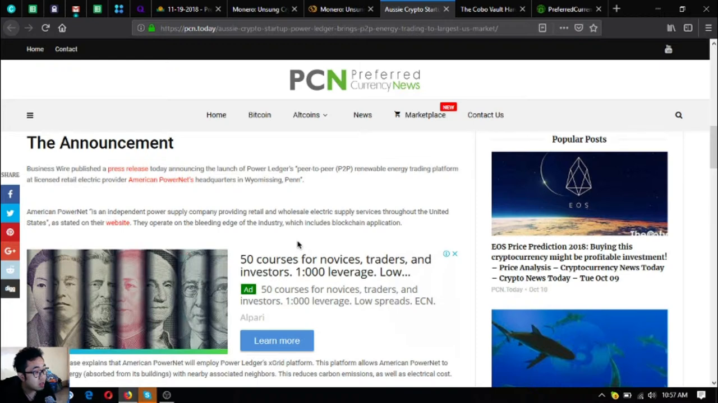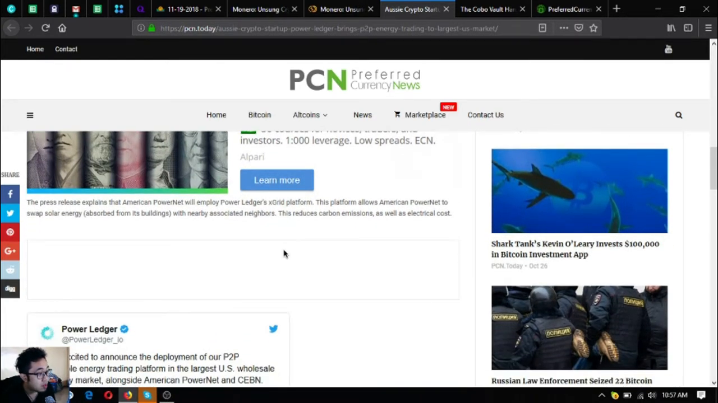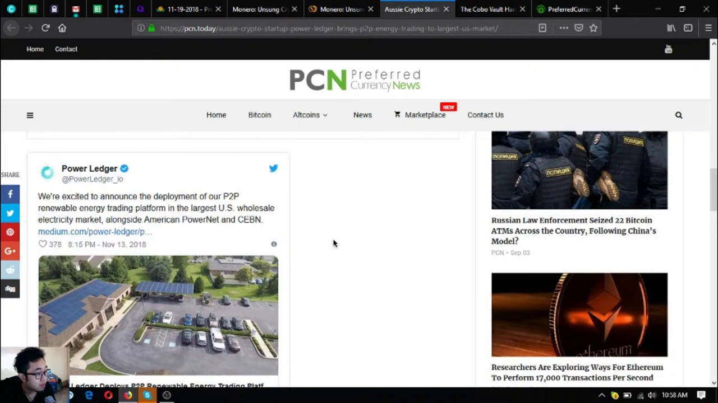So, American PowerNet is an independent power supply company providing retail and wholesale electric supply services throughout the United States, as stated on their website. They operate on the leading edge of the industry, which includes blockchain application. So, the press release explains that American PowerNet will employ Power Ledger's xGrid platform. This platform allows American PowerNet to swap solar energy absorbed from its buildings with nearby associated neighbors. This reduces carbon emissions as well as electrical cost.